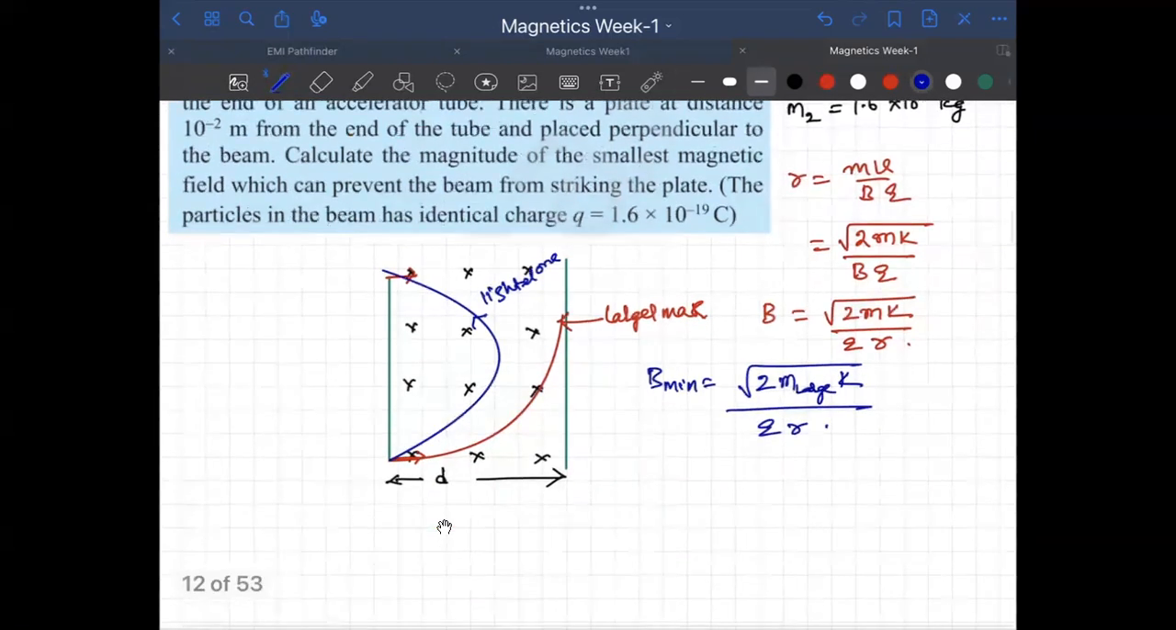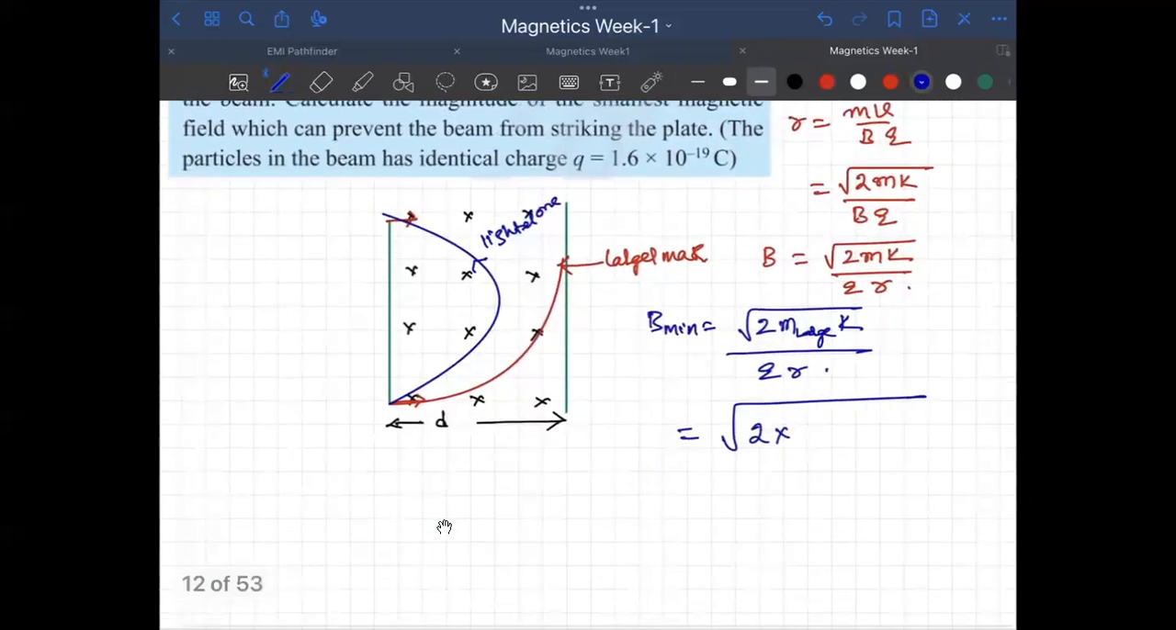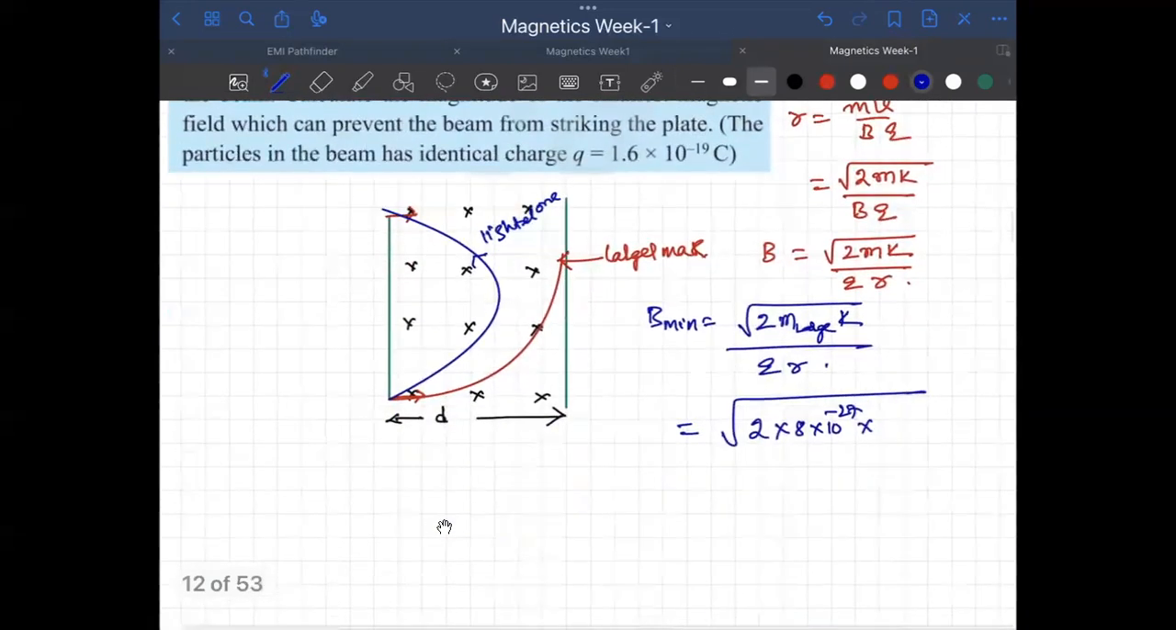So therefore you just substitute in this: 2 into larger mass, which is 8 into 10 to the power of minus 27, kinetic energy 10 power 3. Don't substitute in those units. Into 1.6 into 10 to the power of minus 19 by 1.6 into 10 power. Any doubt?